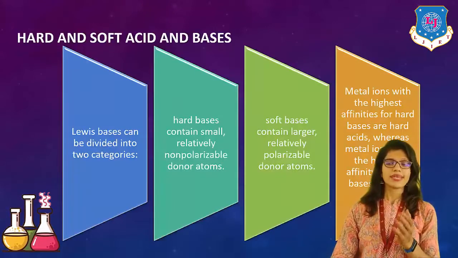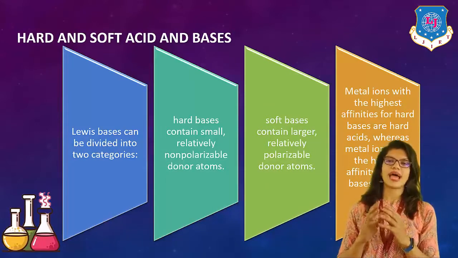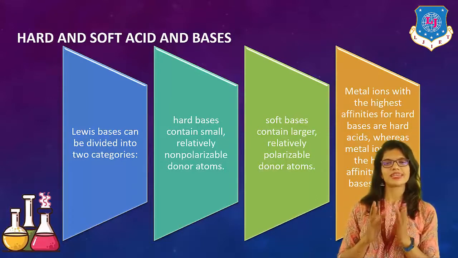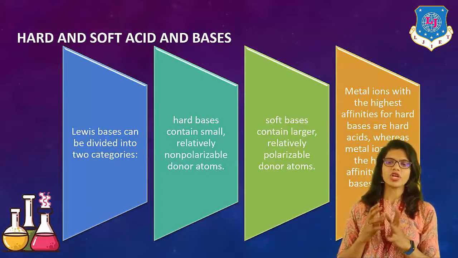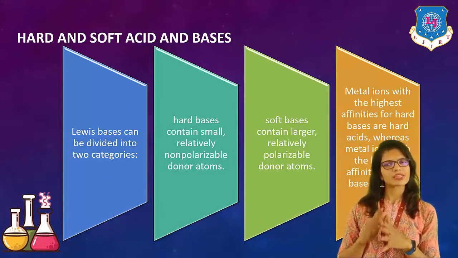Now, our next topic is hard and soft acids and bases. What is the meaning of this? This theory is generally referred to as HSAB theory. So, Lewis bases can generally be divided into 2 different categories, right? Number 1, hard bases, and number 2, soft bases. So what is the difference between hard bases and soft bases?